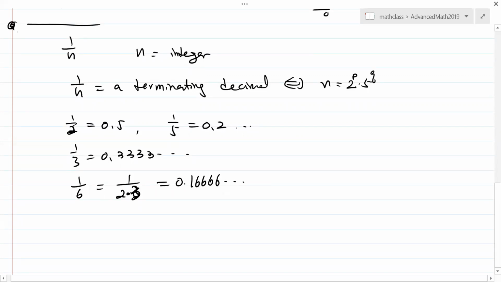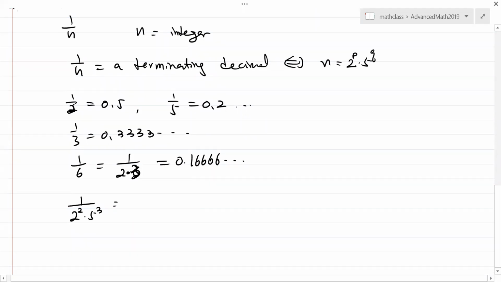Let's look at an example. How about 2 squared times 5 cubed? I'm pretty sure this is going to be a terminating decimal. So 1 divided by 4, and then divided again by 125, it's going to be 0.002. It's a terminating decimal. Cool.